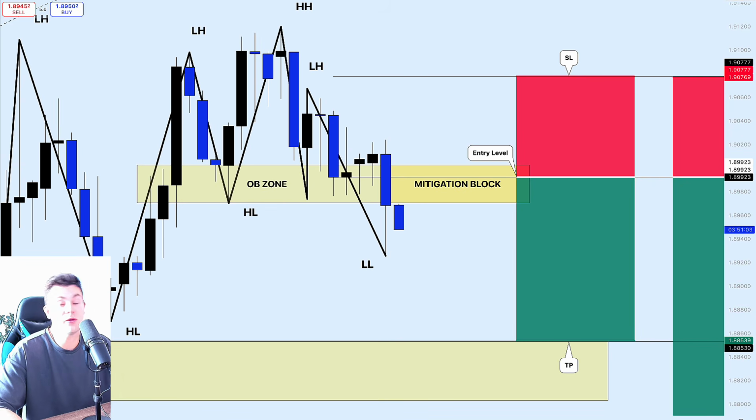Make sure that you trade with the trend and you patiently wait for a formation of a valid mitigation block before you execute any trade.